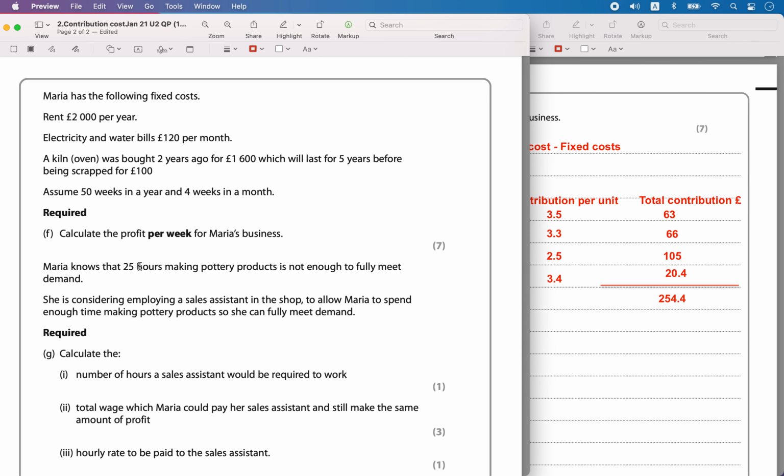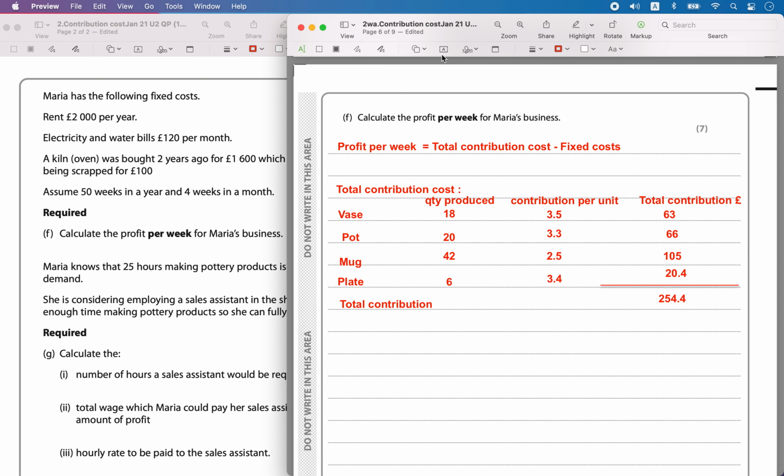Here they have given the fixed cost. Okay, the fixed cost is Maria has the following fixed cost. Rent is 2000 pounds per year. Electricity and water bills are 120 pounds per month. A kiln was bought 2 years ago for 1600, which will last for 5 years before being scrapped for 100 pounds. Assume 50 weeks in a year and 4 weeks in a month. So now we have to identify all the fixed costs which is given here.